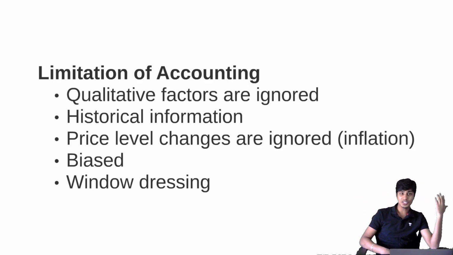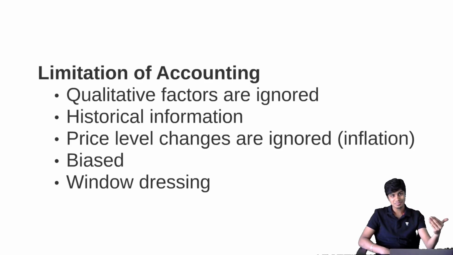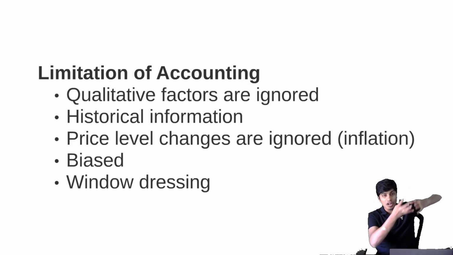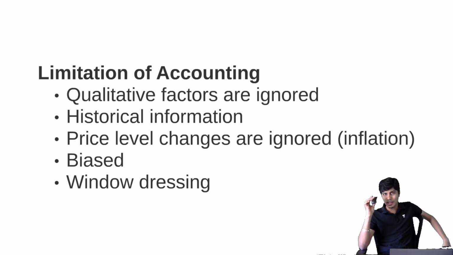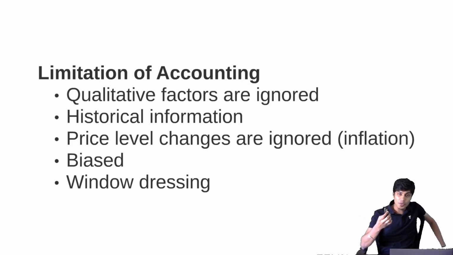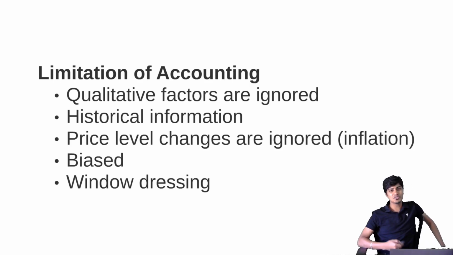Historical information is what's recorded, not what is future. The transaction which has already happened is recorded in accounts, and price level changes or inflation is not accounted for. Meaning, a product is being bought. Assume that I bought this for 1,000 rupees, but today the price is 4,000. I will not be accounting for such an increase in the price of the product which I already bought. I would be recording it at the historical cost, and I will not be making any change for price level change.